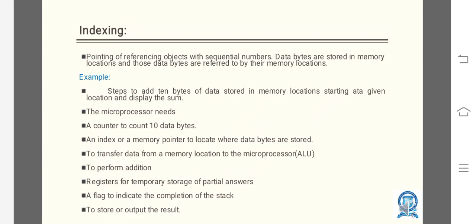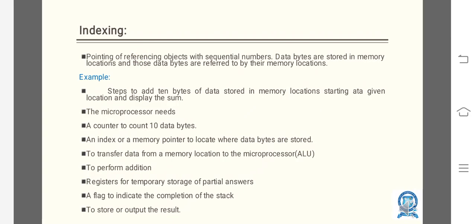Indexing: finding or referencing an object with a sequential number. Data bytes are stored in memory locations, and those data bytes are referred to by their memory locations. Example: steps to add 10 bytes of data stored in memory locations, starting at a given location, and display the sum.